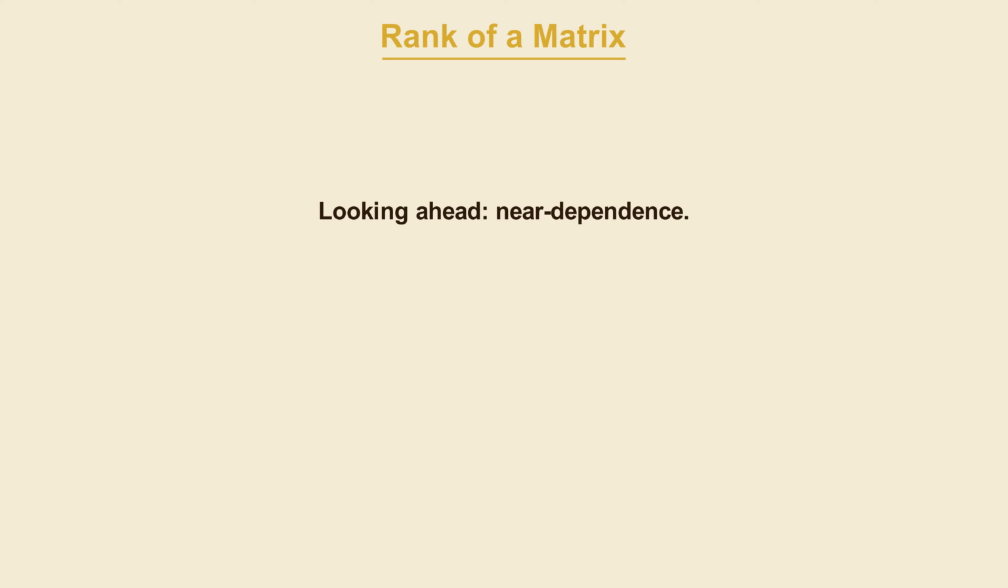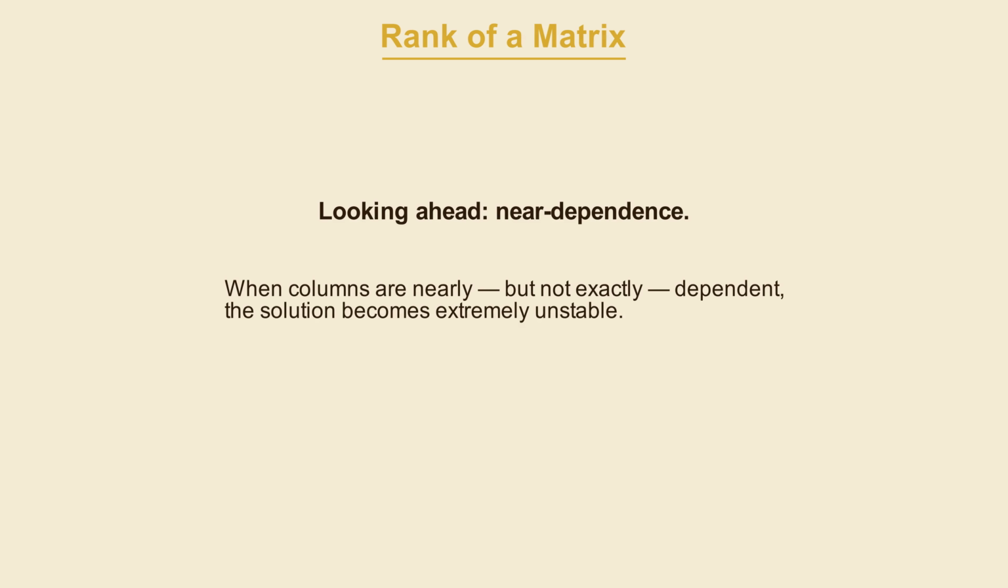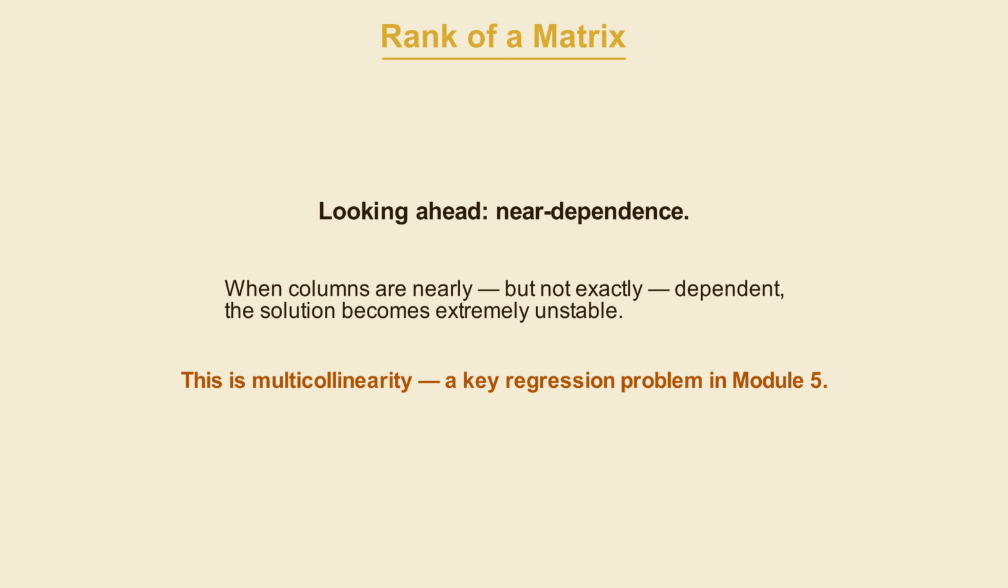When the columns of a matrix are exactly linearly dependent, the rank drops and the system either explodes or gives infinite answers. When the columns are nearly linearly dependent but not exactly, the system technically still has a unique solution, but the answer becomes extremely unstable. Small changes in the data produce huge changes in the solution, and that ends up being the cause of a famous problem in regression called multicollinearity. And we'll deal with that in detail when we get to Module 5.